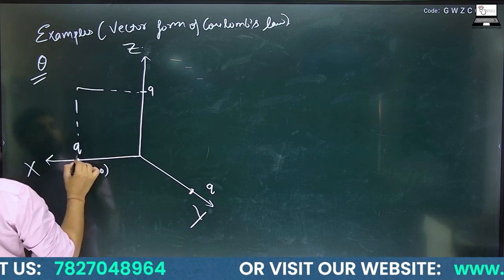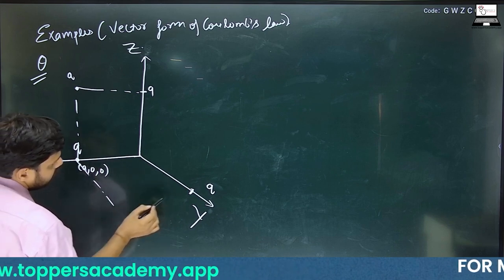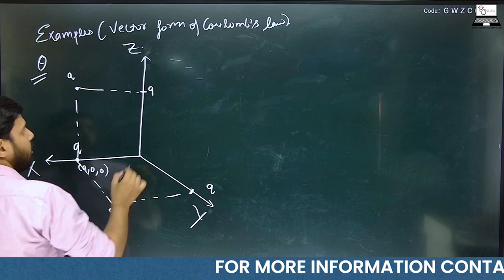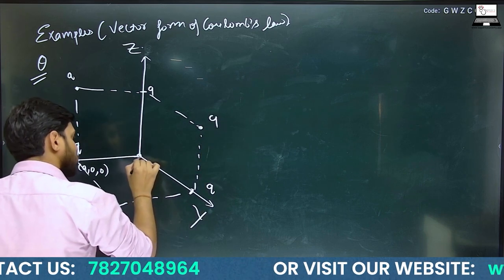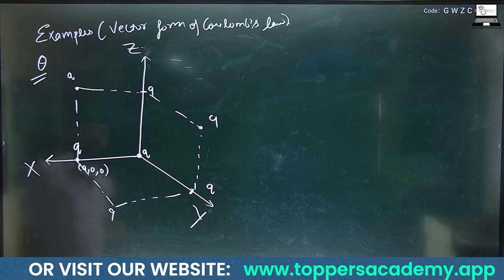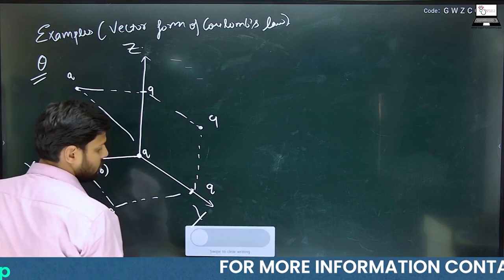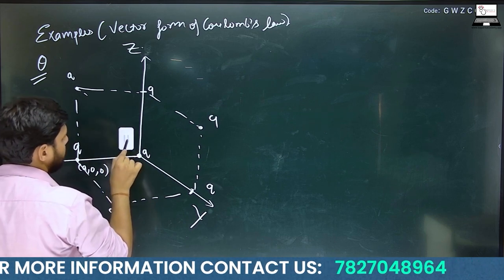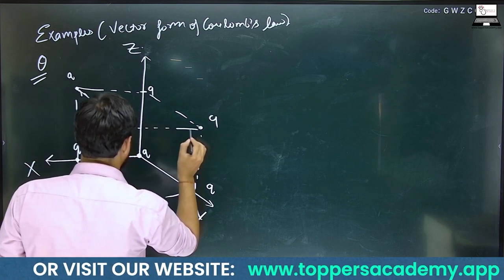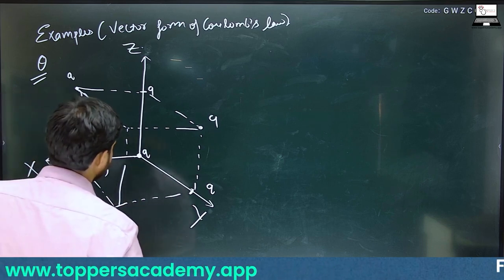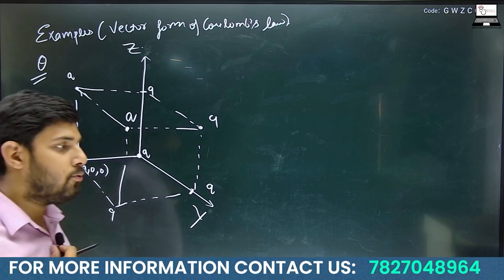Regarding this, we have a cube where every single vertex has a charge Q. This is Q, here is also Q, and what is the other vertex we are forgetting? This is the vertex. I hope you have understood the situation. So this is a cube.